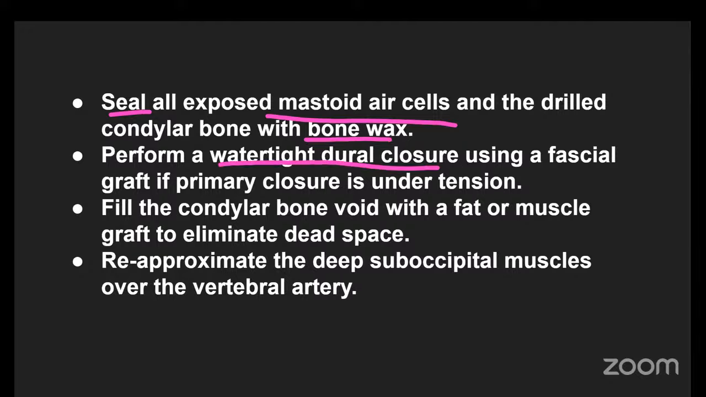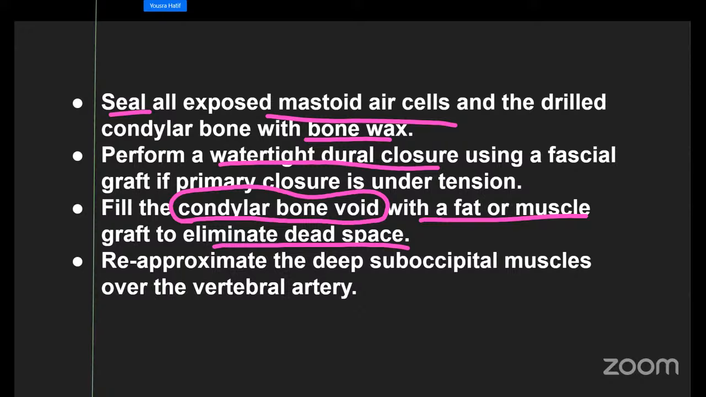We make the anesthetist do the Valsalva maneuver. We close it primarily if that is possible. If primary closure is not possible, then we are going to use a dural flap, a prosthetic dura, whatever works for you in your particular institution. And then the void that we created due to drilling of the condyle, we are going to fill it with fat or muscle to eliminate the dead space. And then we have to reapproximate the suboccipital muscles over the vertebral artery. You have to cushion the vertebral artery if you want to save it from any further damage.